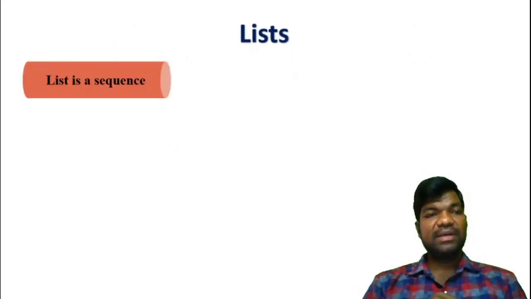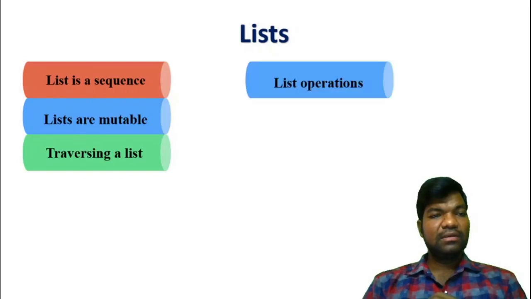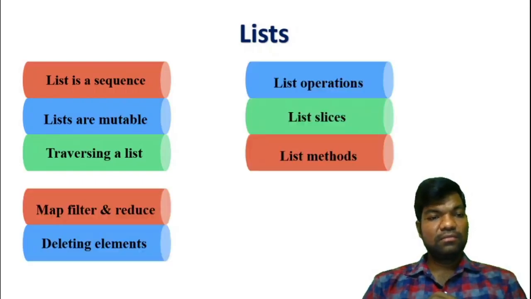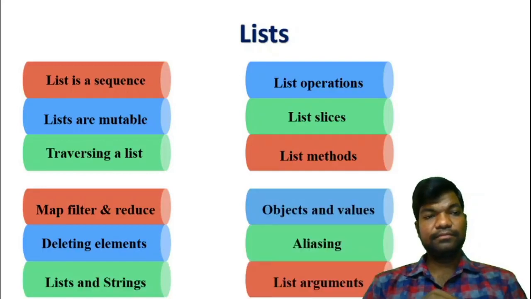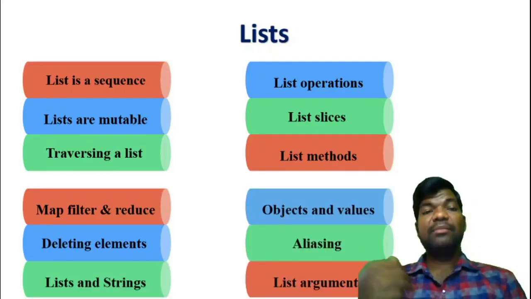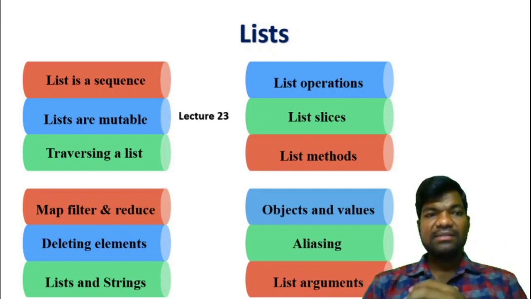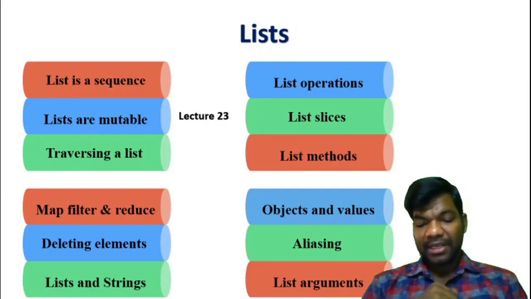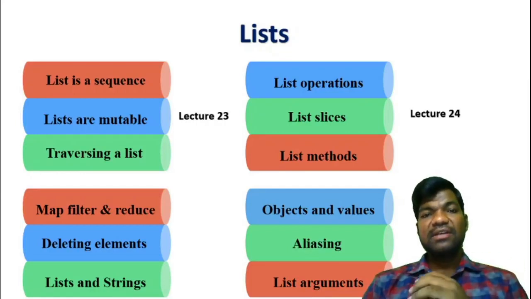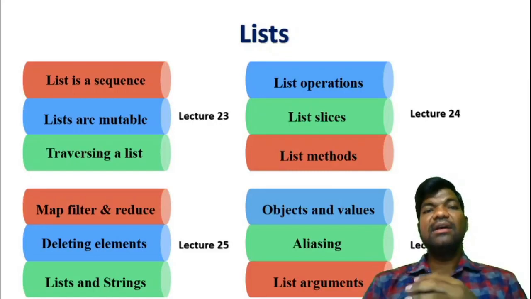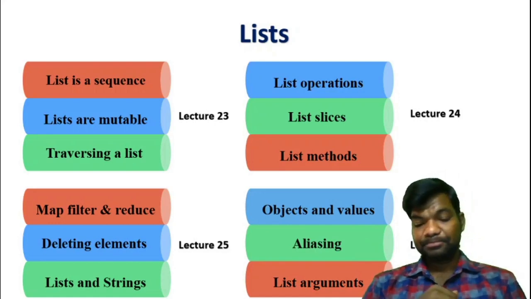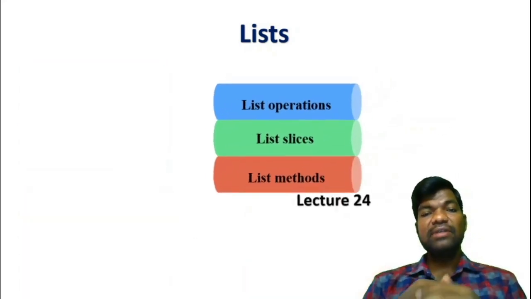Once again, check the syllabus. So this is the syllabus. In the previous lecture we completed three topics: list is a sequence, lists are mutable, and traversing a list. In today's lecture we will discuss list operations, list slices and list methods. In coming lectures we will discuss the remaining topics. Let's get into today's lecture.